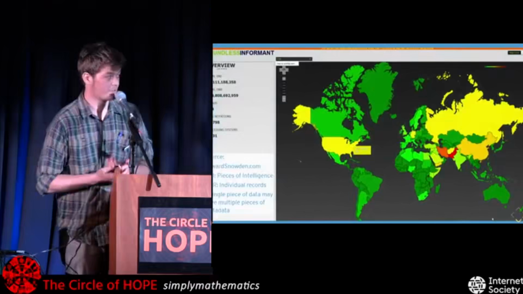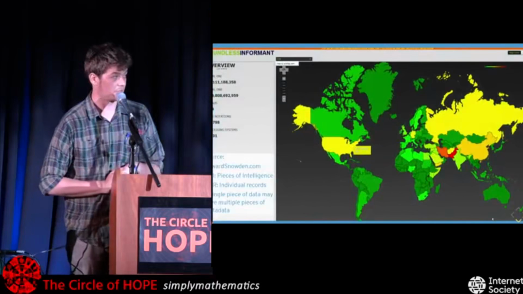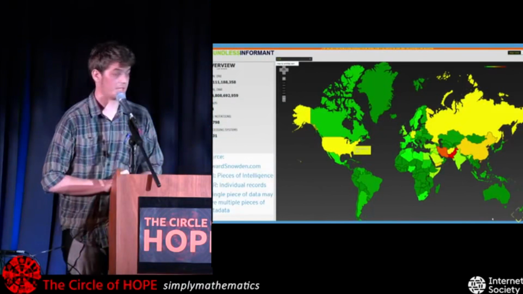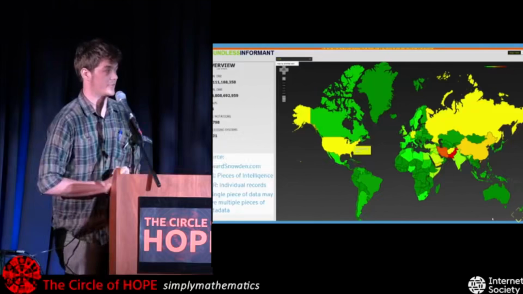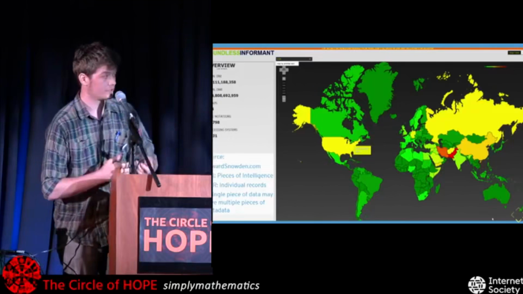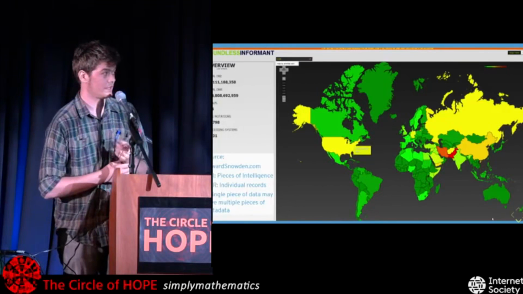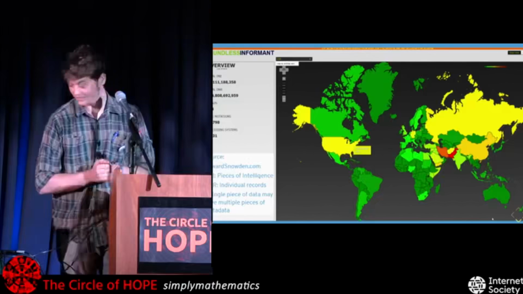Here's where the records come from. Green is low, red is hot. You can see Iran and Pakistan have the most, less from Afghanistan because we have troops on the ground, and then more with their normal enemies, I guess, Russia, China.